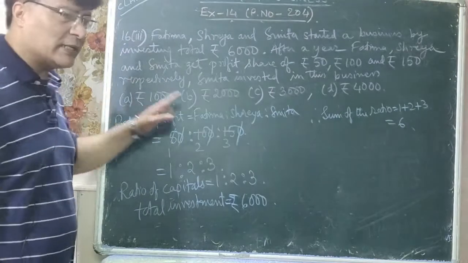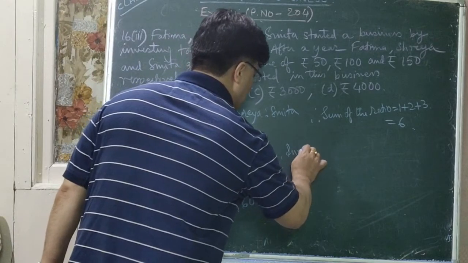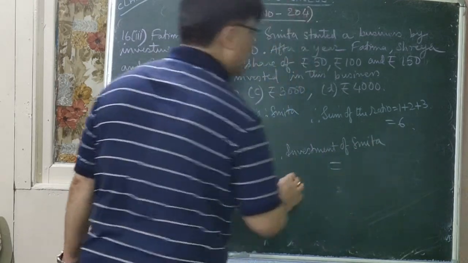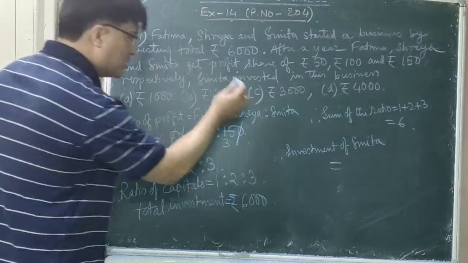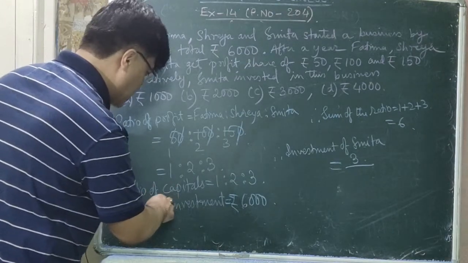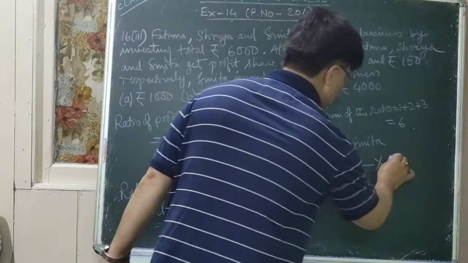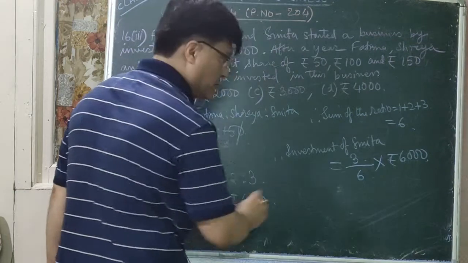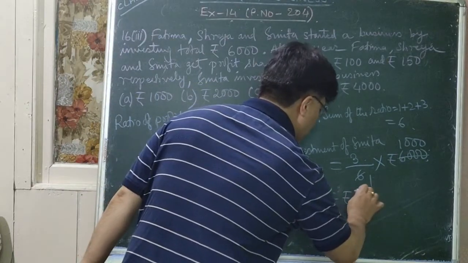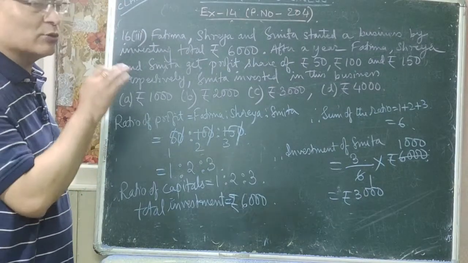6. Khali timile ke nikalnu parcha? Investment of Smita matra nikalnu parcha. So therefore investment of Smita, you have to find out investment of Smita only, okay? So what is the equivalent number for Smita out here? This is 3. 3 divided by what is the sum of the ratio? Sum of the ratio is 6, into what? Total investment, that is rupees 6000, right? 6 1s are 6, 6 into 1000 is 6000, which is equal to rupees 3000. So Smita invested rupees 3000 in this business.